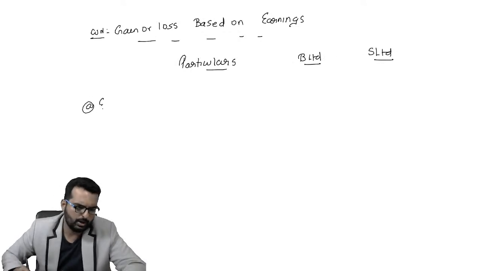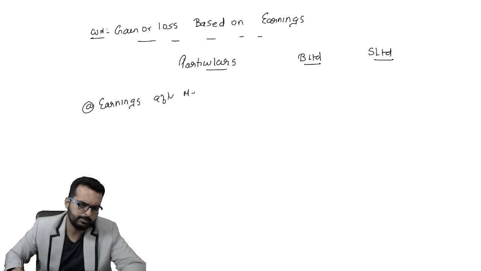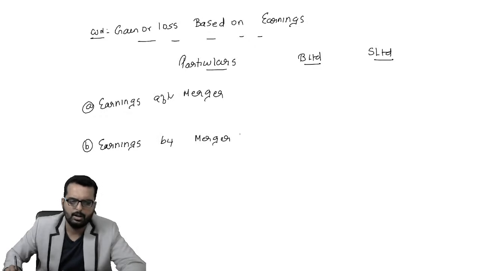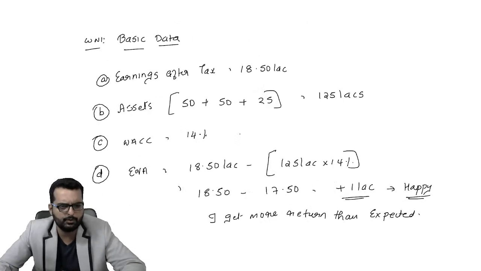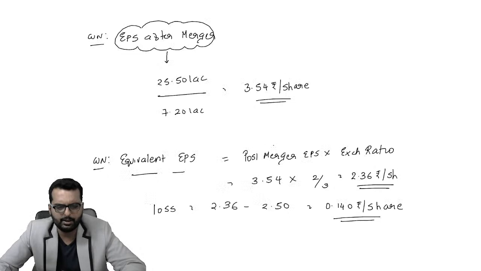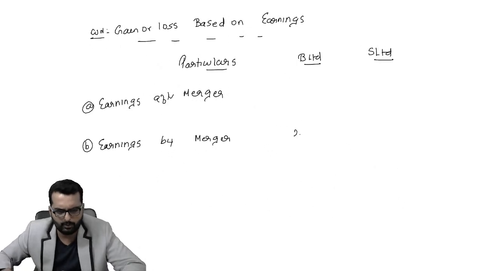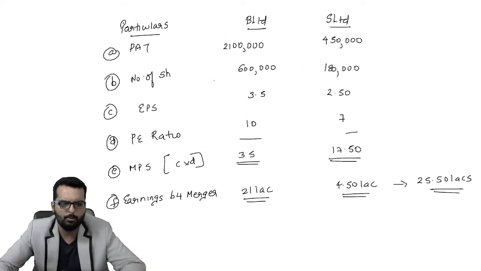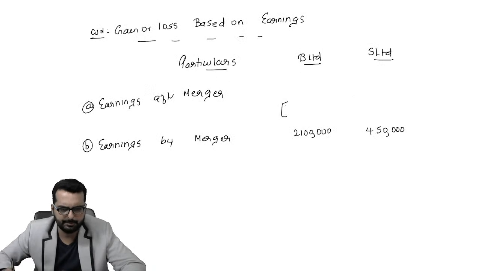So we normally do it how? Earnings after merger divided by earnings before merger. Earnings before merger we found out in the first table, 21 lakh and 4 lakh 50,000. We already found that earlier. After merger we can use the formula. How many shares are there? 6 lakh shares are there.